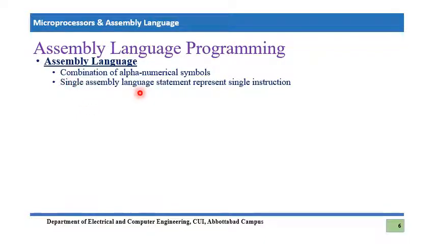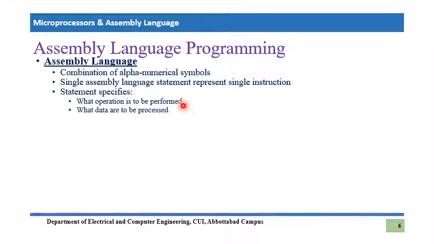A single assembly language statement represents a single instruction. That is a simple principle which is valid for every language. A single statement is equivalent to a single instruction, which tells a microprocessor what operation is to be performed, for example addition, subtraction, negation, or any other operation, and what data are to be processed. These two functions lead towards two different parts of an instruction. So every instruction can be divided into two different parts.